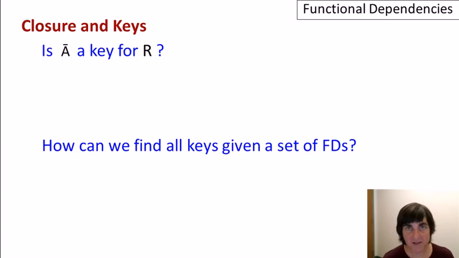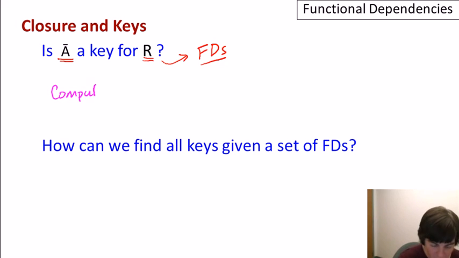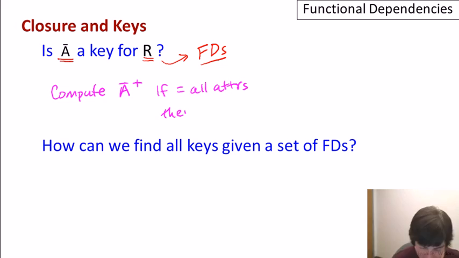So let's formalize a bit this relationship between the notion of closure and keys. Let's suppose we're interested in answering the question, is a particular set of attributes a key for a relation? We can use closure to do that. Remember, we have the relation and we have a set of functional dependencies for the relation. So what we do is we compute the closure of A. That's going to give us a set of attributes, and if that equals all attributes, then A is a key.